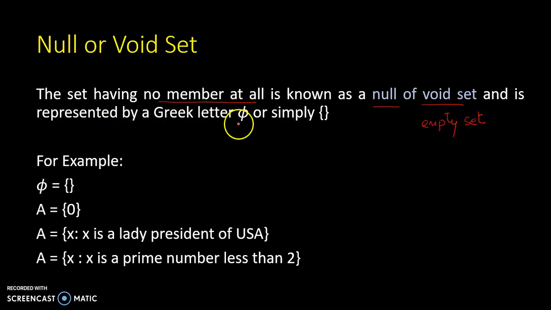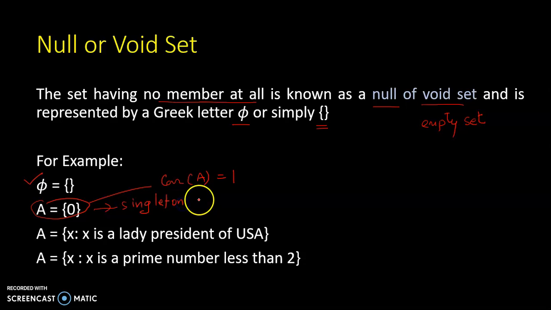It is represented by a Greek letter phi, or simply by 2 curly brackets, nothing in between. So phi can be written like this. Now do not get confused here in this particular example. If you see the example here, the cardinal number of A is not 0. Cardinal number of A is actually 1, because 0 is one element in this particular set. So this is actually a singleton set, because there is one member in this set and that member is 0.